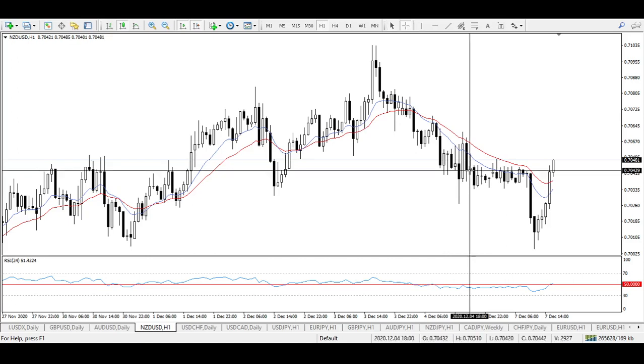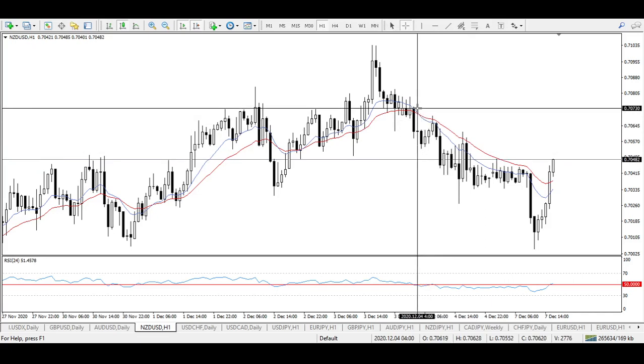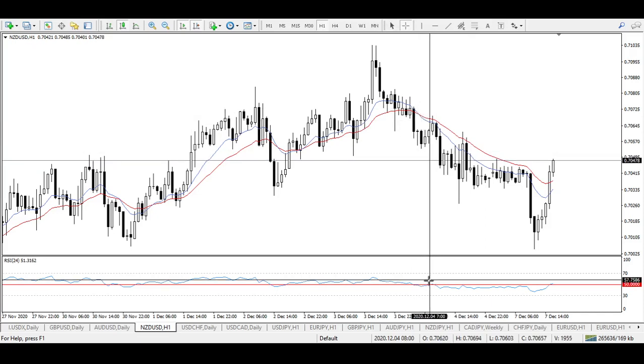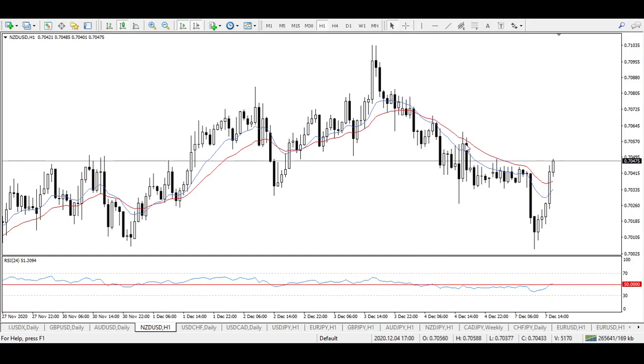So a position can be taken right here because all other criteria were already met by the market. The moving average crossover had taken place, the RSI crossover below had taken place, but I wasn't available to take this entry because I generally do not trade on late Friday.